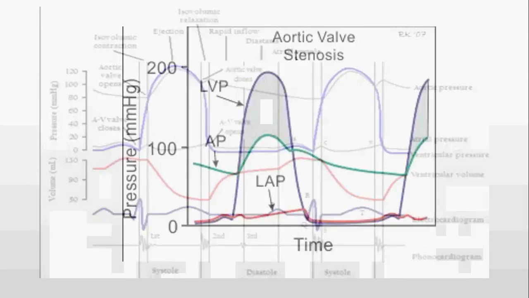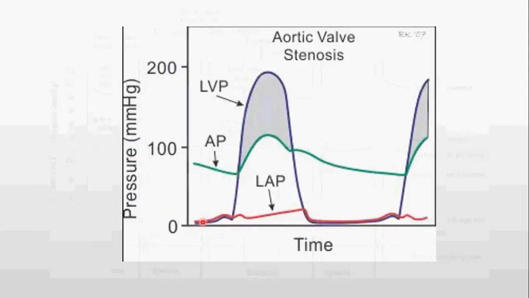Okay, so now that we've gone over a normal graph, let's look at what happens when we're dealing with a patient that has disease. So this patient has aortic stenosis. So we know that with aortic stenosis, there's a narrowing of the aortic valve. So the valve is not at its normal size. So there's going to be an increase in pressure. So let's look at this.